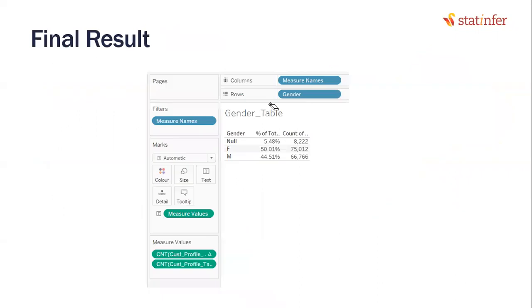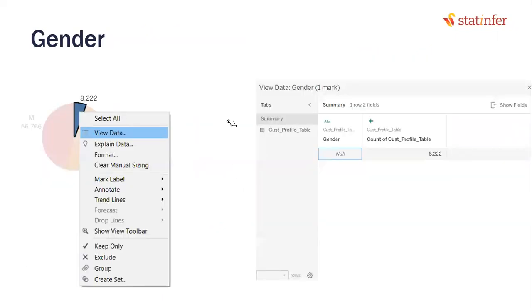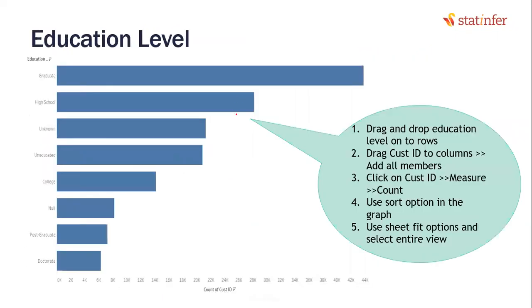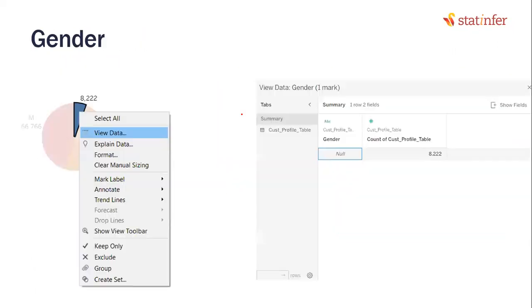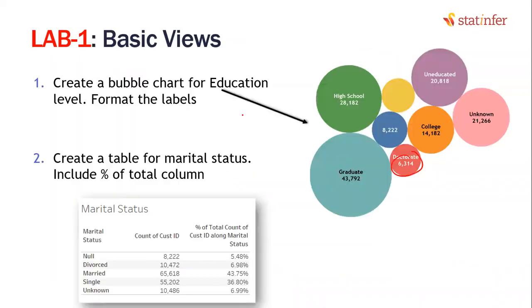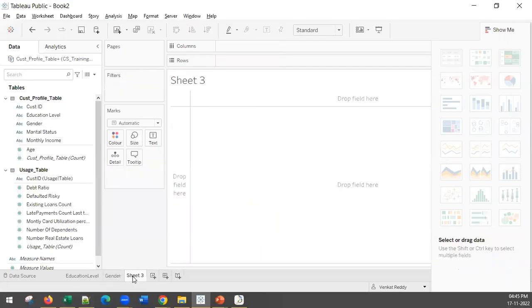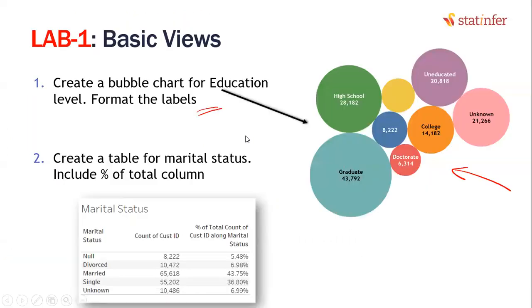We have previously created a bar chart. Bar chart is actually sufficient for doing it, but for practice sake, what I want you to do is create a bubble chart. Okay, try this. This must be the final output. So try to open a new sheet. You can use the plus sign here to add a new sheet, name it as education level underscore bubble, and then create a bubble chart.